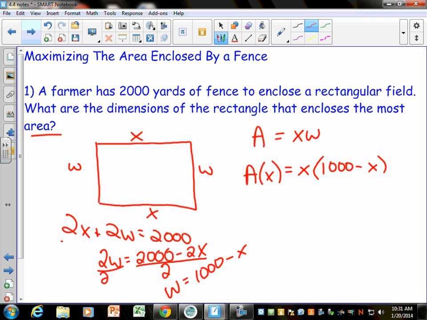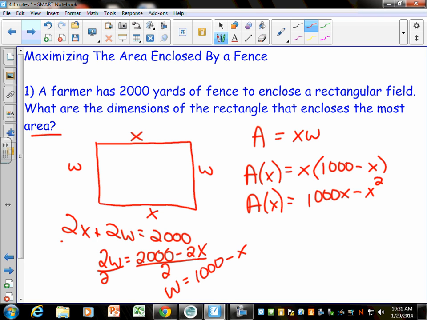Anytime they ask you to find the maximum or the minimum of something like this, that's going to be the setup. Use what they give you, which is usually perimeter. Write an equation. Write the equation of the area, plug in, so it's all in one variable, and what we should have is a quadratic. And if I work this out, what I have is 1000x minus x squared. Is that a quadratic equation? Yeah, x squared's at the end, but it's a quadratic equation.